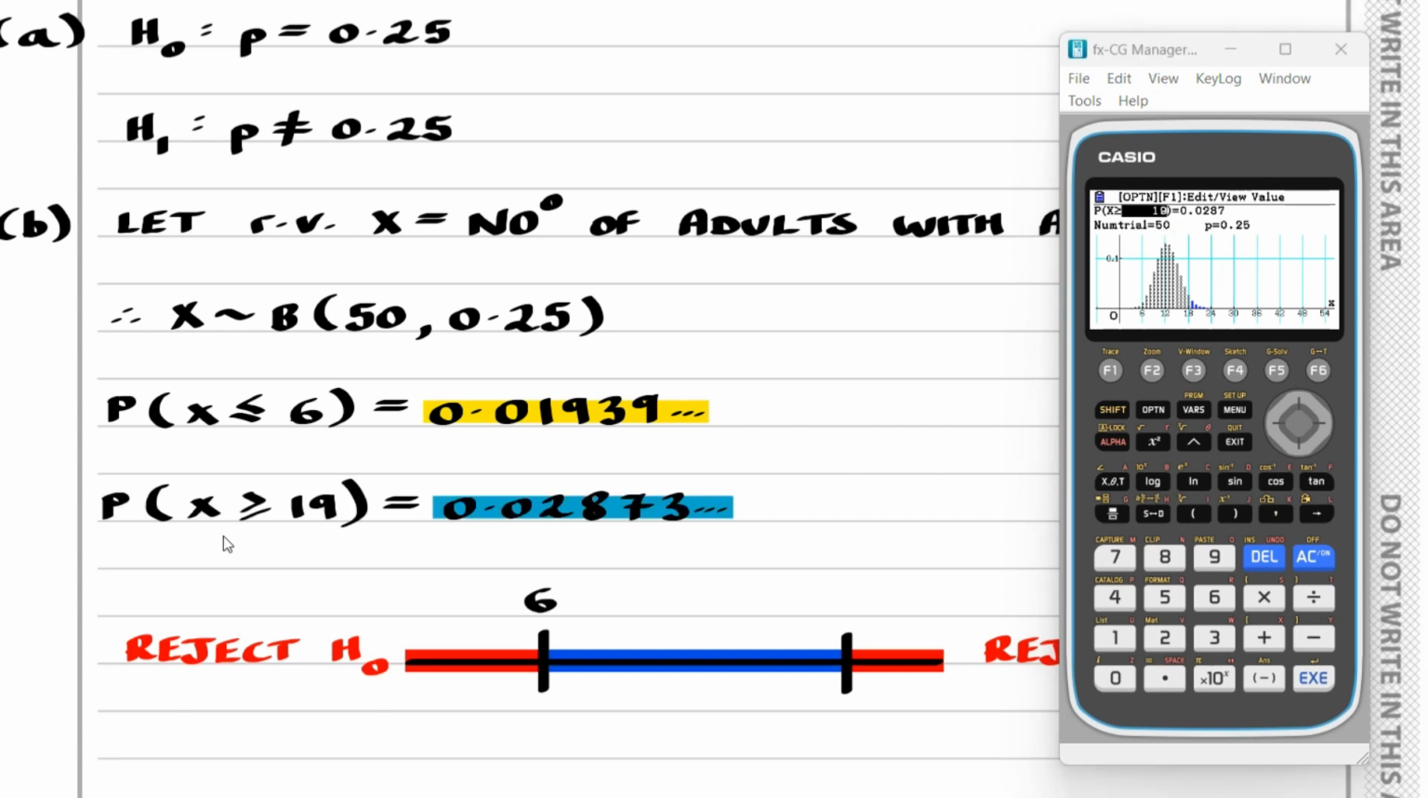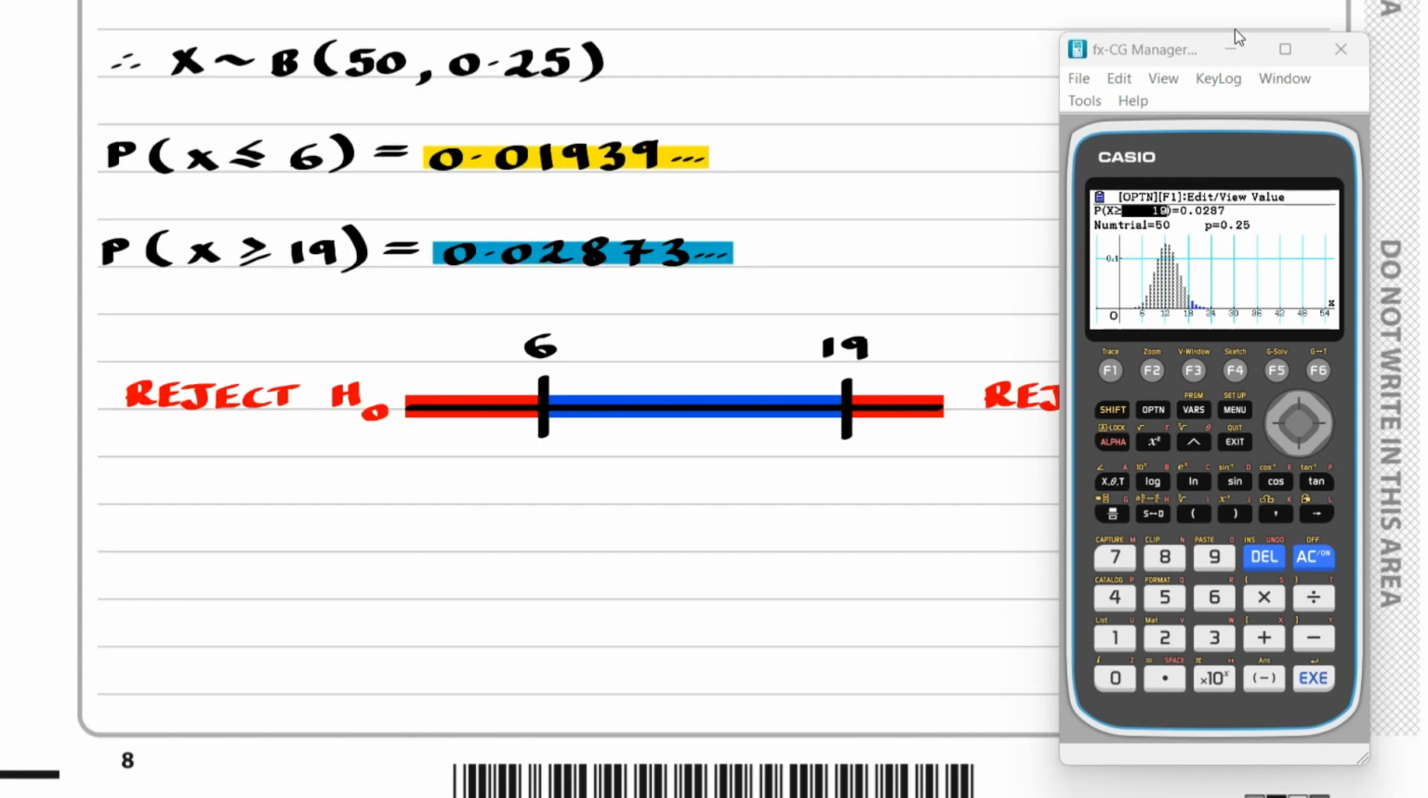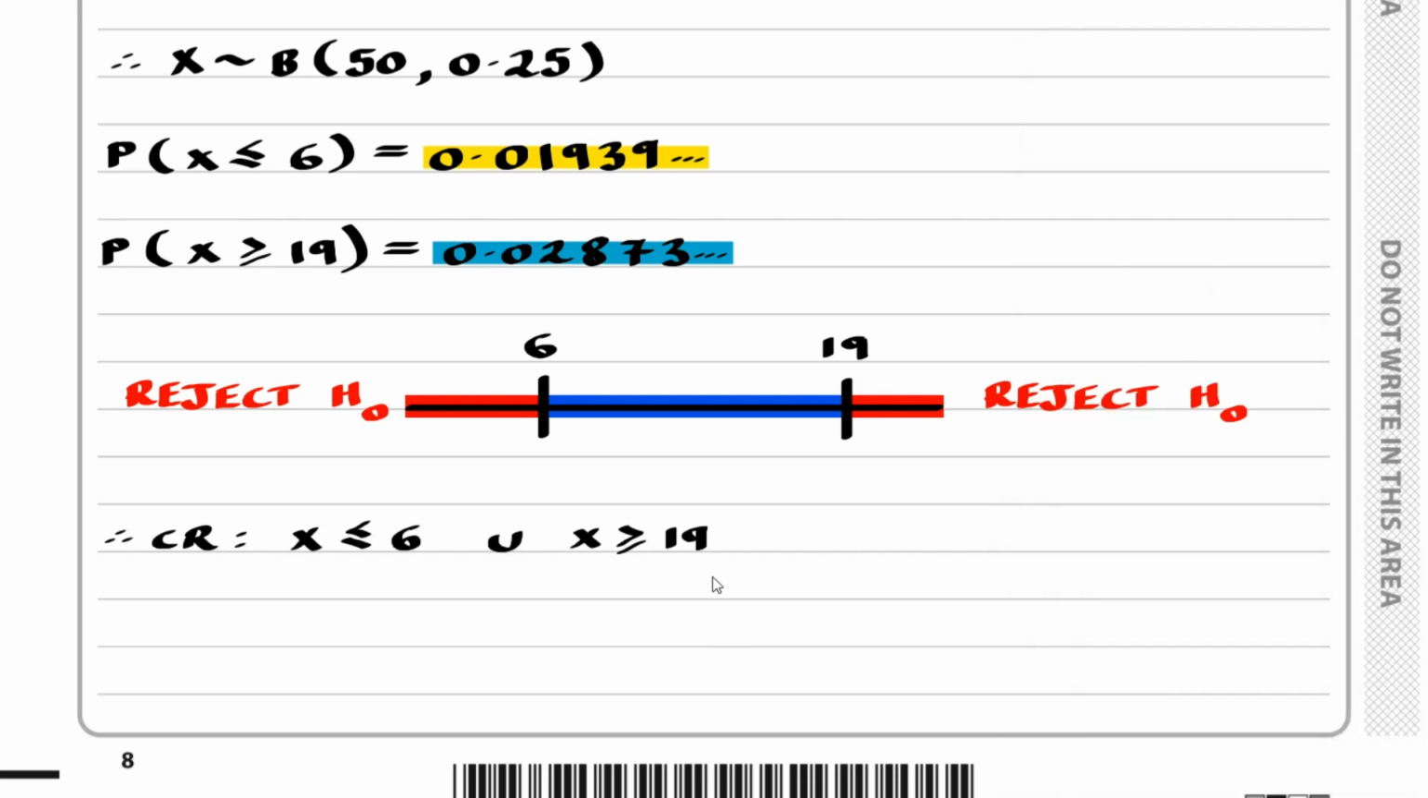So the probability that x is greater than or equal to 19 is 0.02873, etc. And we can show that on the diagram here. So, for our critical region, we have x is less than or equal to 6, or x is greater than or equal to 19.